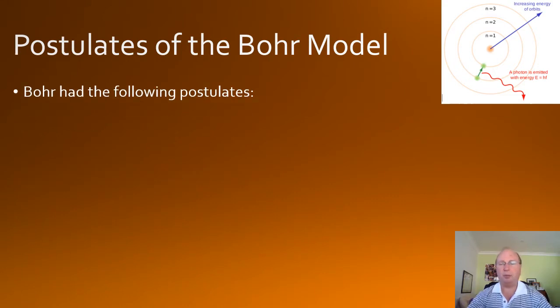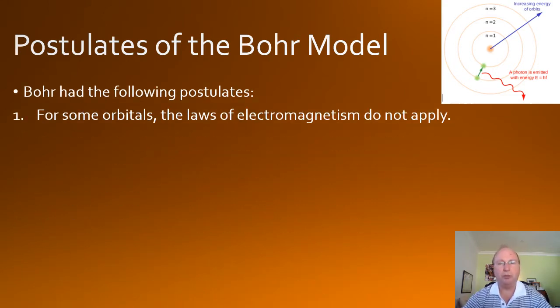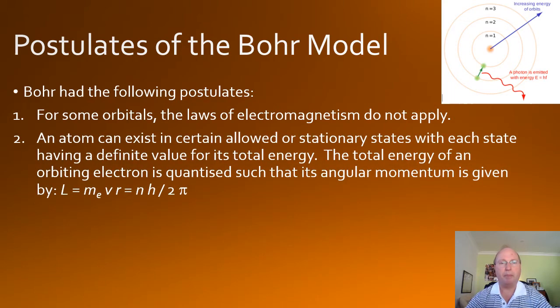Well, Bohr had the following postulates. For some orbitals, the laws of electromagnetism do not apply. And secondly, an atom can exist in certain allowed or stationary states, with each state having a definite value for its total energy. The total energy of an orbiting electron is quantized such that its angular momentum is given by L, for angular momentum, equals mvr, where m is the mass of the electron. And that equals nh/2π, where n is a positive integer and h is Planck's constant.